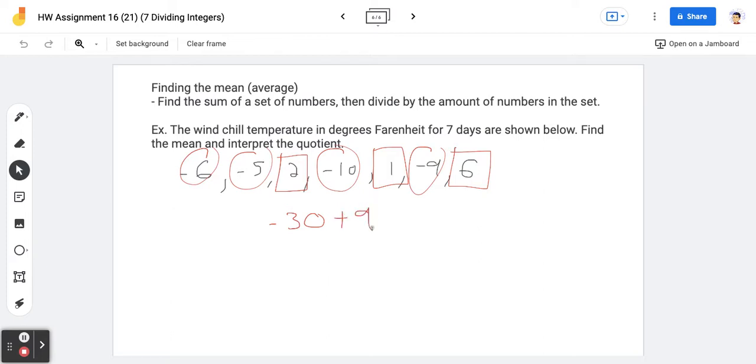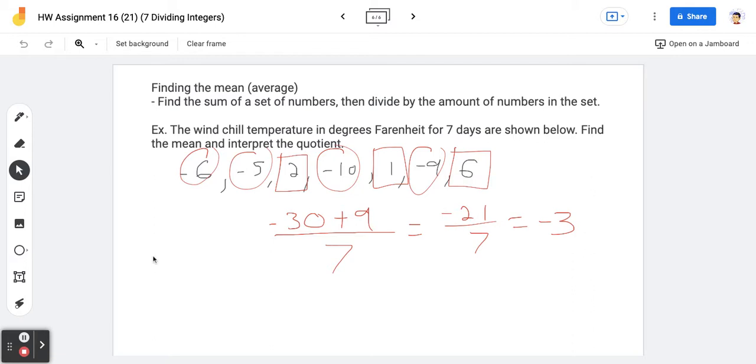All right, and we're going to divide that by how many points we have. So we have 1, 2, 3, 4, 5, 6, 7. All right, well, negative 30 plus 9 is negative 21, divided by 7, which is negative 3.